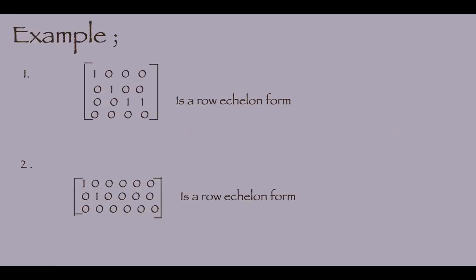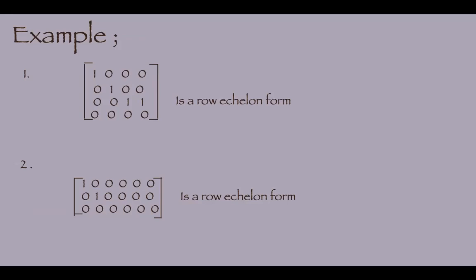And then some examples here. This is a 4 by 4 matrix. At last you can see all zeros, and in the third row you can see only 2 zeros, and in the second row you can see only 1 zero. So this is an upper triangular matrix. You can also say that it is an upper triangular matrix, so it is a row echelon form.